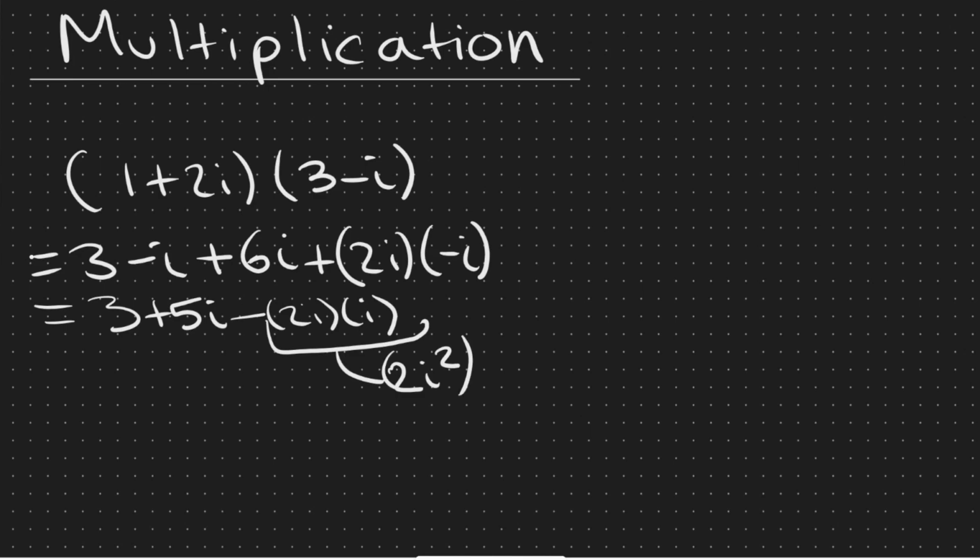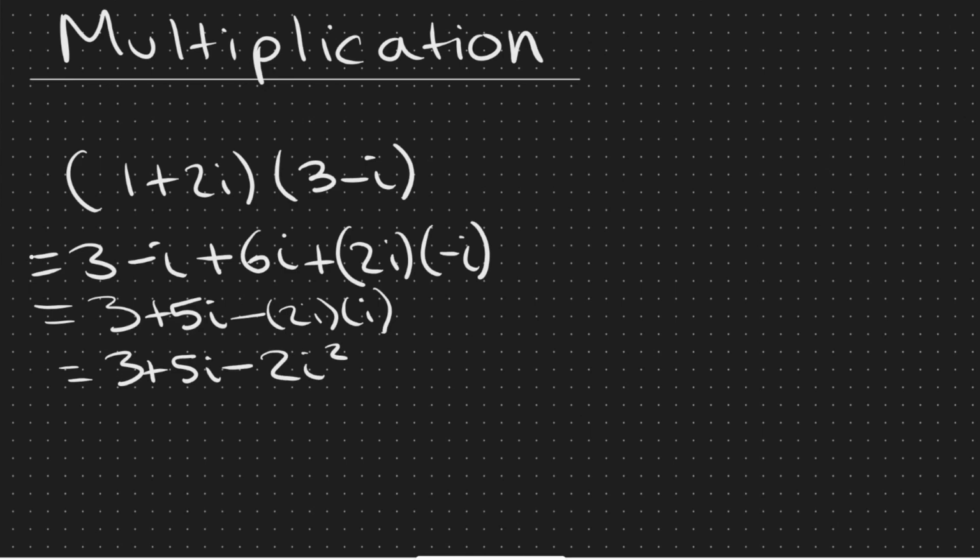But if you remember, we had said that i squared is equal to minus 1. So let's use this in this calculation. Let's write this out neatly. So here I wrote it out: minus 2i squared is equal to 3 plus 5i minus 2 times minus 1. Now that we've gone here, it's pretty straightforward. We're just going to get rid of the minus 1 and turn this sign into positive.